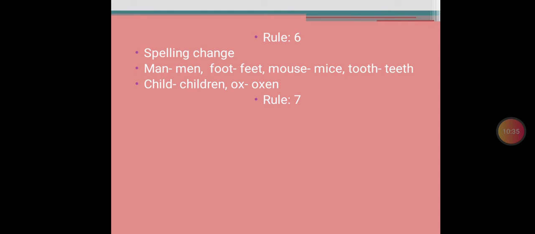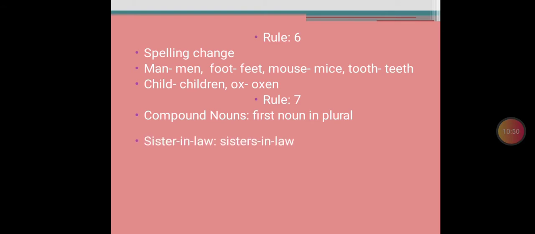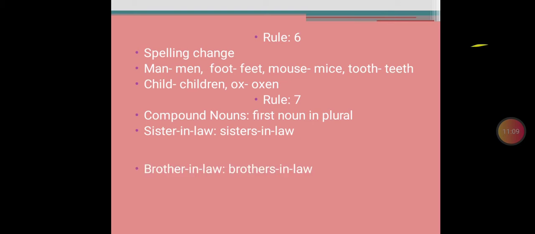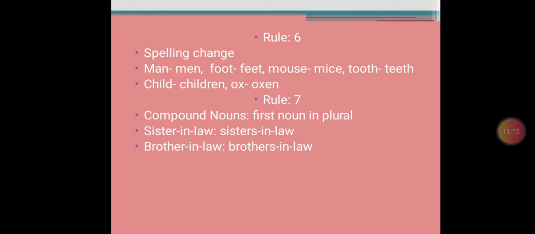Now, rule number 7. There are some compound nouns, and in such a case, only the first noun is changed into plural. Sister-in-law. Here the first noun is sister, so we have to change it into plural. So plural is sisters-in-law. Remember, sister is changed into sisters. Brother-in-law. So brothers-in-law.